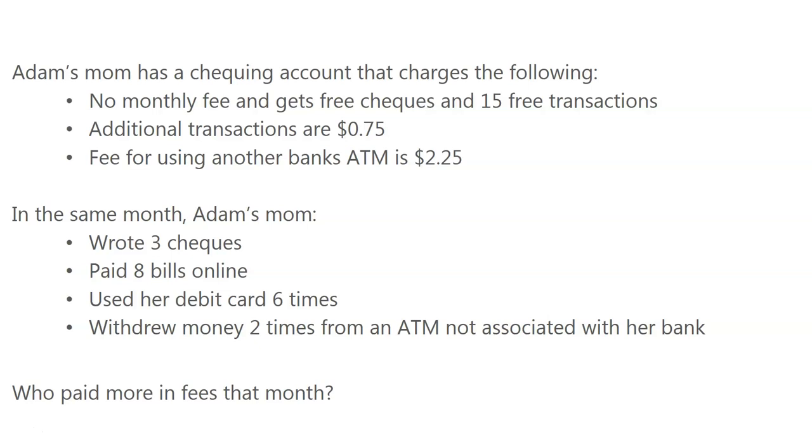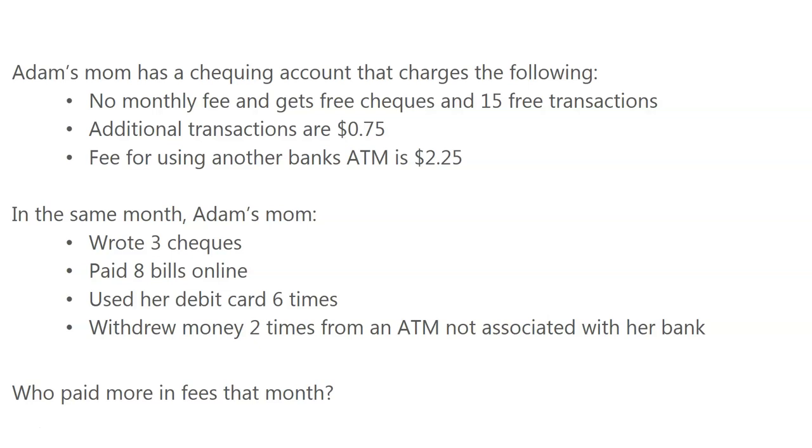Now let's look at Adam's mom. She has a checking account. Now there's no monthly fee, and she gets free checks and 15 free transactions. Additional transactions are 75 cents, and the fee for using another bank's ATM is $2.25.